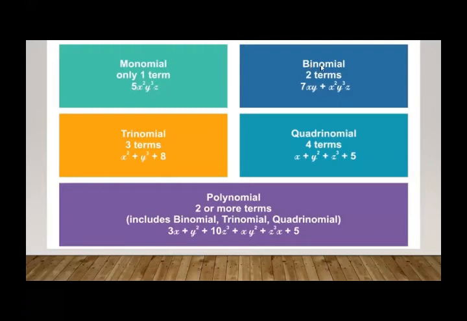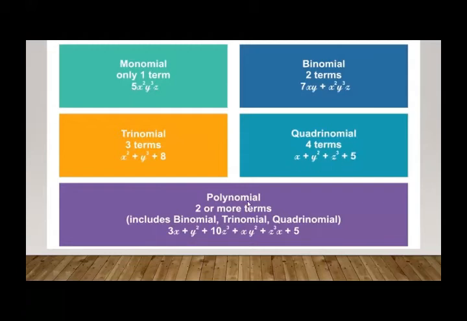The second is binomial, means having two terms, like 7xy plus x square, y cube, z. The third is trinomial, the polynomial having three terms, like x square plus y square plus 8. The quadrinomial has four terms, x plus y square plus z square plus 5.